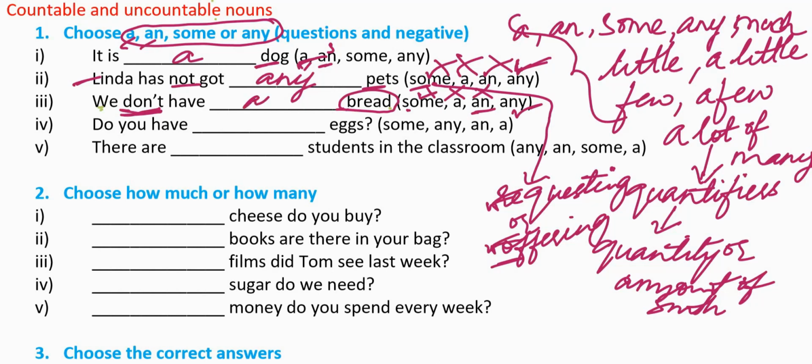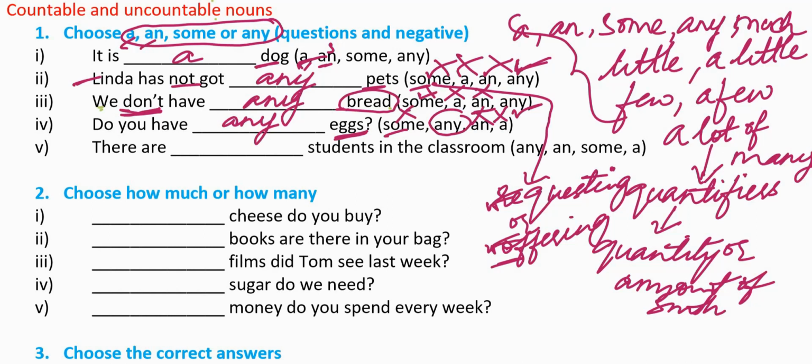So you have to write any bread. Do you have dash eggs? Now this is a question. You are inquiring something. So do you have some eggs? No, you don't use some, because as per the rule, some is used only for requests and offers. So you're not requesting, you're not offering. You're asking a question. Do you have an eggs? No, you cannot use an, because an is used when the noun is singular. And a is also not used because here it is not a singular noun. Eggs are countable, but they are in plural here. So you have to use any.